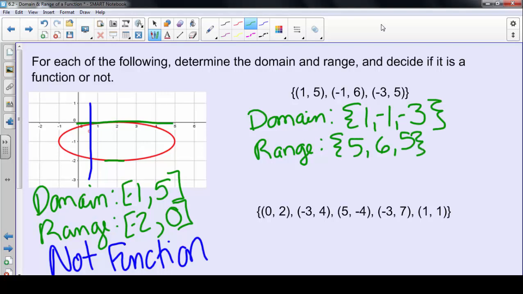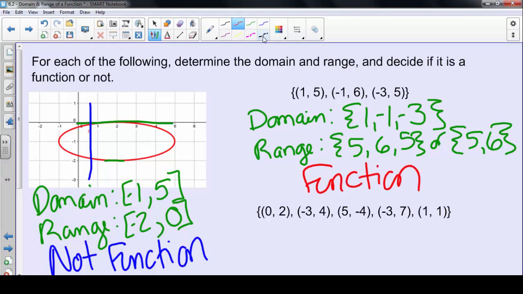If you want to write the 5 twice, you can. If you just want to write it like this with 5, 6, since there's repeats, that's fine. Now notice each of these x's are paired with one and only one y. So it is a function.